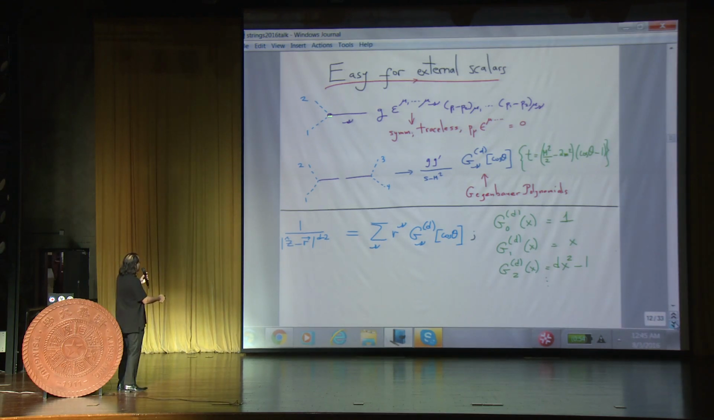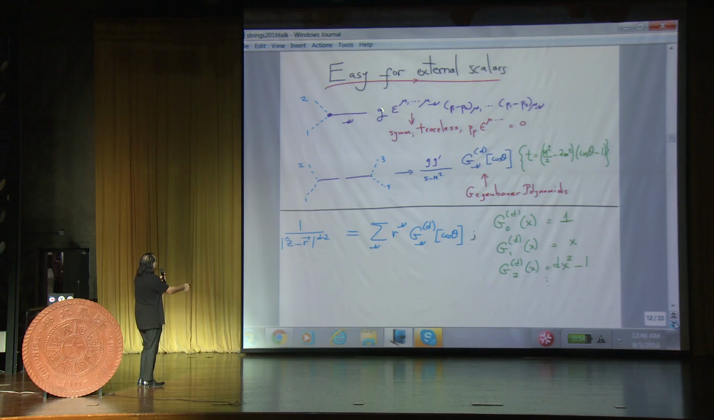And that's because no matter what spin particle you have, if it's interacting with scalars, there's just one possible structure you can have. You can have a symmetric traceless polarization tensor that's transverse to the momentum, and there's a coupling constant that goes along with it.